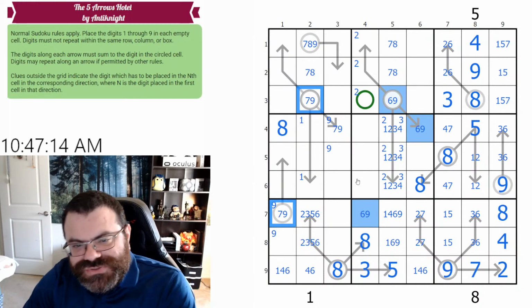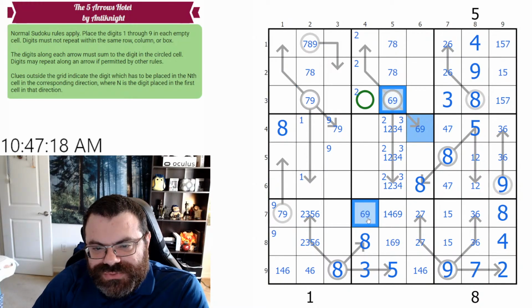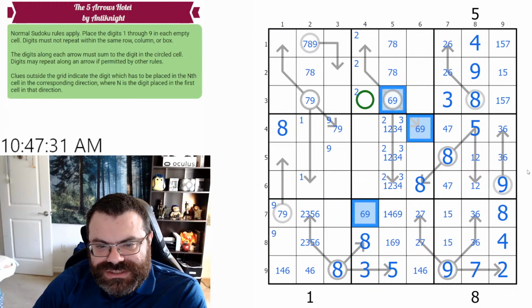Oh, actually, yes, that is interesting. One of these is a 9, and they both see a blue. So blue can't be 9. The reason one of these is a 9 is because 7 plus 7 is too small. 7 plus 7 is 14, and these add to at least 15. So yes, blue is indeed a 6, which is very interesting. Did not expect that.